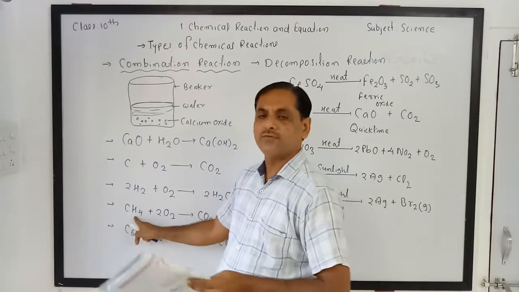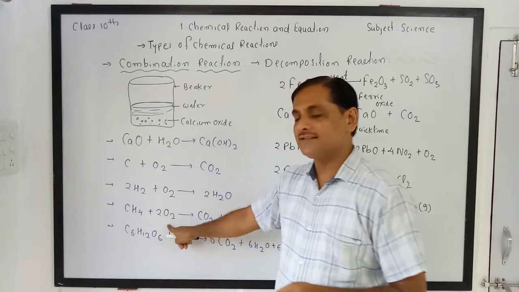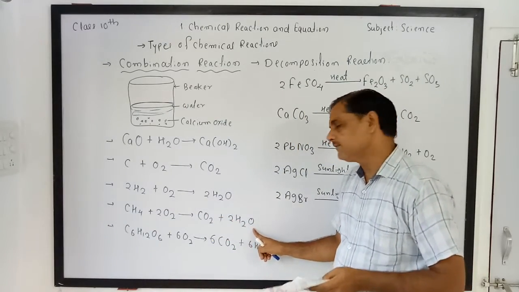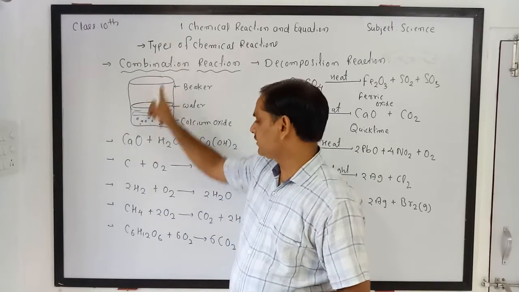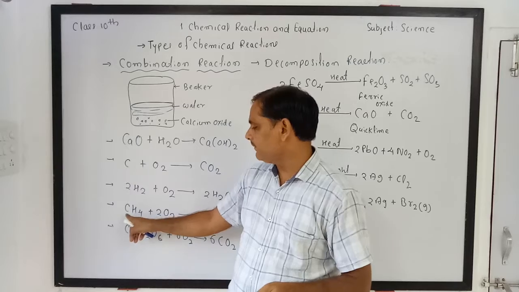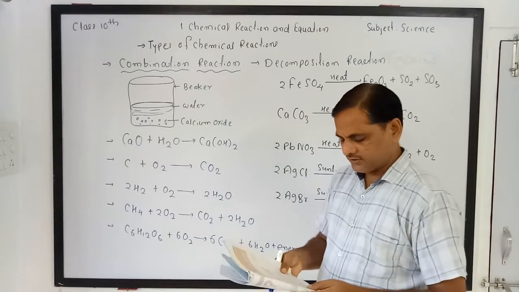Natural gas means CH4, the name is methane. Here the methane and oxygen are combined, then carbon dioxide and water are produced as products, clear? Here it is a combination reaction, meaning two types of compounds or elements are combined, methane and oxygen. So this is also an example of a combination reaction.